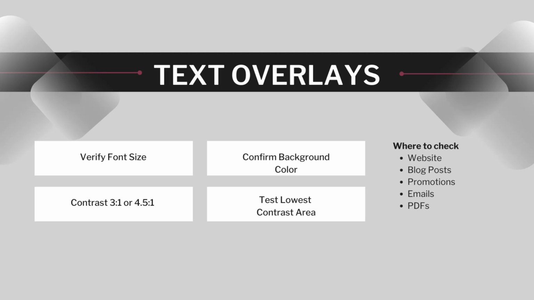What we want to do first when we're looking at this is verify the font size. Generally, we're going to be talking about large or large and bold text here. Very rarely is normal text laid over an image. Possibly it could be, but for today's purposes, we're looking at large text or large and bold. Once you know your font size, you remind yourself what contrast ratio you're looking to meet. And then number 3 is you need to confirm your background color.